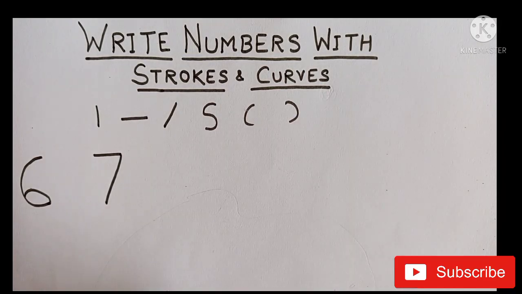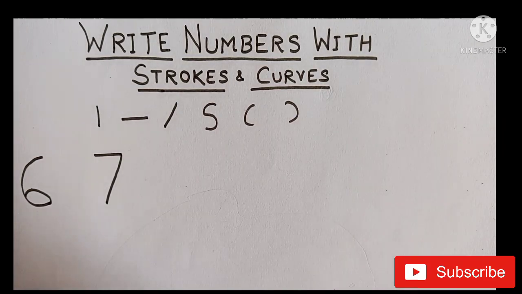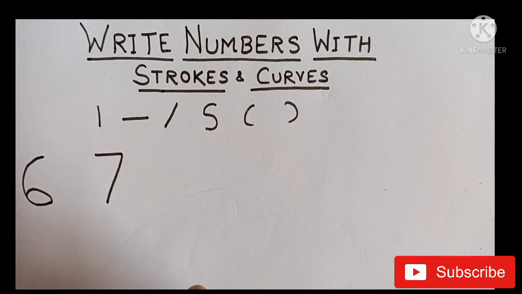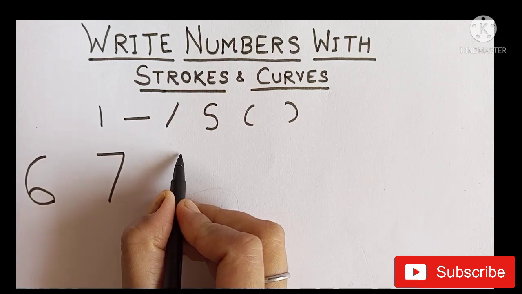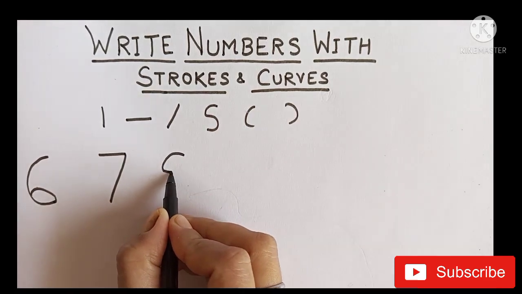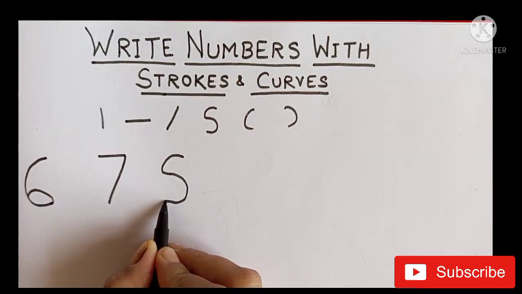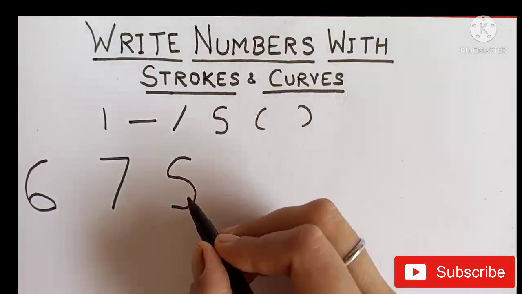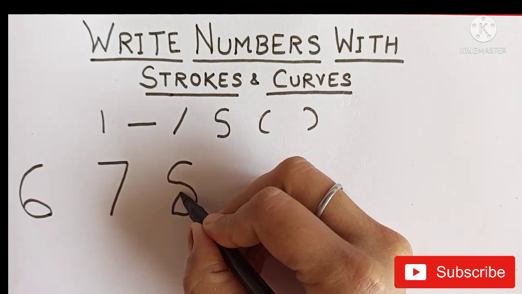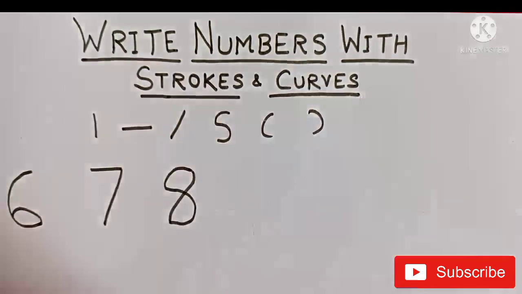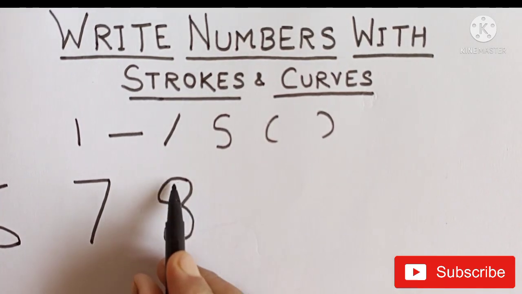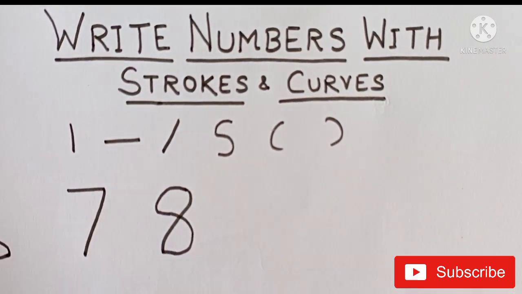Now, number 8. To make number 8, you have to draw first S curve. Like this. This is an S curve. Now you have to reverse the S curve and go up like this. S curve, then reverse the curve and go up. This is number 8.